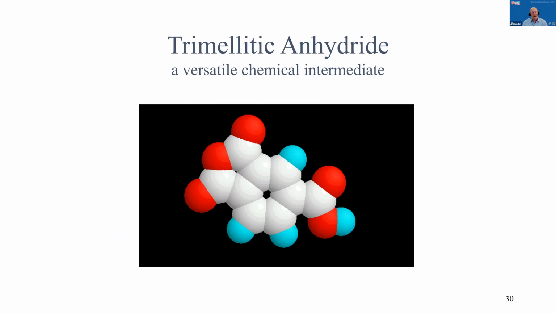This is trimelitic anhydride. This is my past life at Amoco and BP, where my colleagues made 120 million pounds a year of this stuff. So it's 1,2,4 benzene tricarboxylic acid, 1,2 anhydride. It's a chemical intermediate. It gets used as a cross-linker and in all kinds of other places. I was always a little embarrassed that we didn't know the crystal structure of our commercial product.